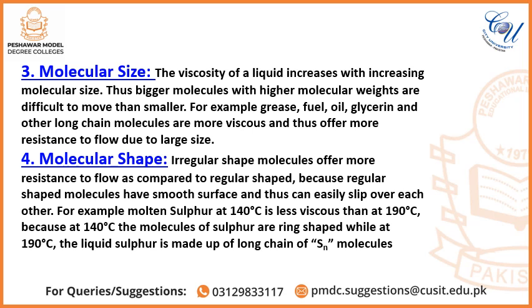For example, molten sulfur at 140 degree centigrade is less viscous than the sulfur at 190 degree centigrade, because at 140 degree centigrade the molecules of sulfur are ring shaped, while at 190 degree centigrade the liquid sulfur is made of long chains of a number of sulfur molecules.